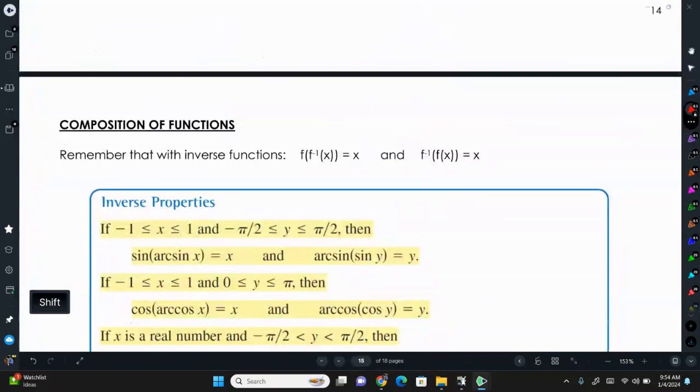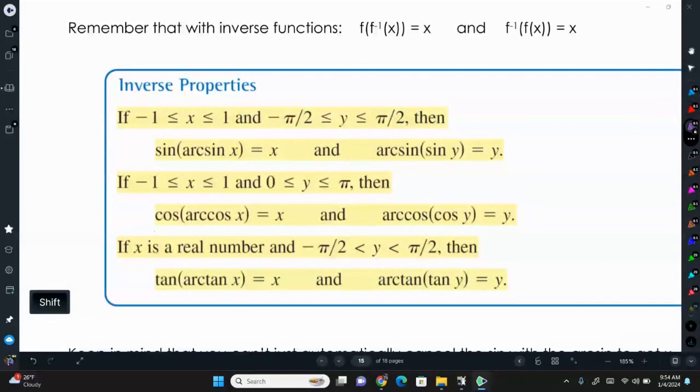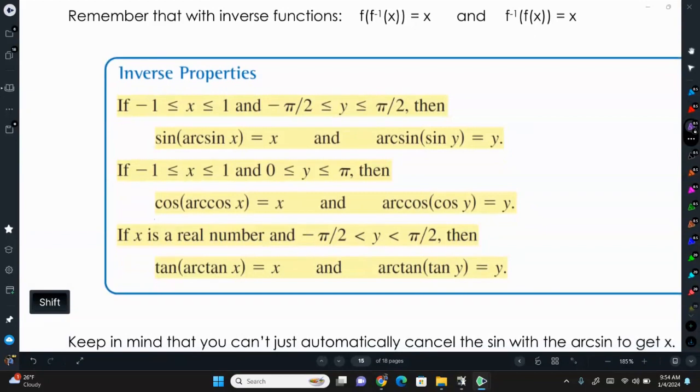All right, so now on the next page, we're going to talk about the composition of functions when you have the inverse of that same function. So like the inverse sine of sine, what do you do? Or if you have the sine of inverse sine. Using what are called inverse or one-to-one properties, if we have the sine of the arc sine or inverse sine of x, that just equals x. Technically it's not canceling out the inverse and the sine, but you could think of it that way.